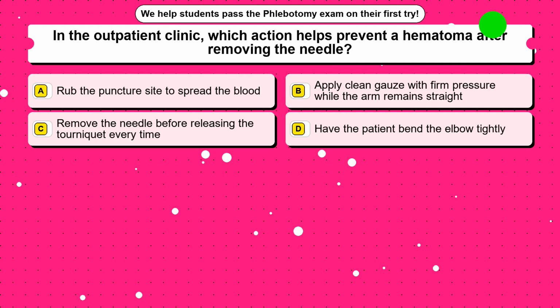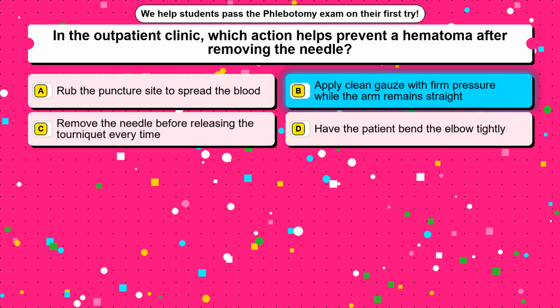Question 37. In the outpatient clinic, which action helps prevent a hematoma after removing the needle? Option A. Rub the puncture site to spread the blood. Option B. Apply clean gauze with firm pressure while the arm remains straight. Option C. Remove the needle before releasing the tourniquet every time. Option D. Have the patient bend the elbow tightly.